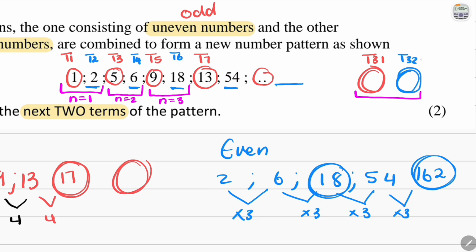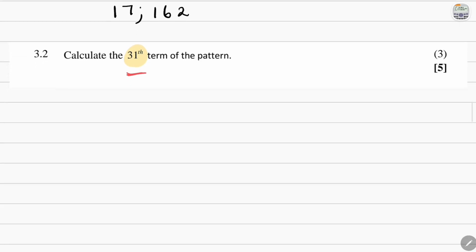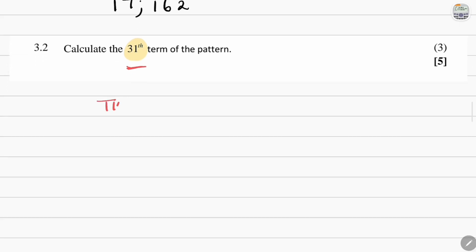So 32 divided by 2 is 16. That means this is the 16th term. Term 31 and term 32 are both the 16th term in their respective patterns. That term 31 they were referring to belongs to term 16 in the odd pattern. So that's all we're trying to find out. What exactly is term 16 in the odd pattern?